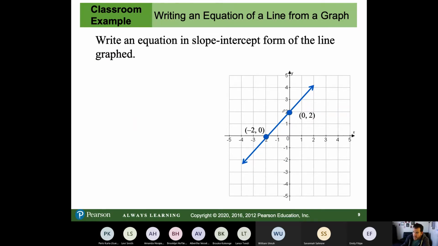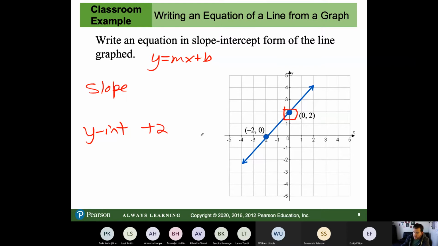Let's say that we're just given the line. Remember, we're looking for y equals mx plus b, right? So I need a slope, and I need a y-intercept. Looking at this graph, remember, this is my x-axis, this is my y-axis. I would hope that you would know that that is my y-intercept. So I know my y-intercept is a +2, because it's a positive 2.